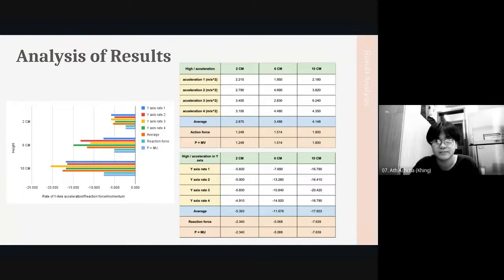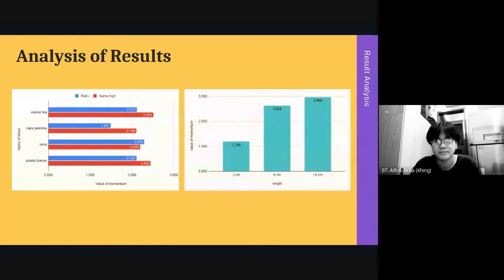Okay. So the last slide about the analysis of results is about the momentum. We analyzed the momentum result from the total data that we got from the experiment to calculate the momentum value before and after the crash.